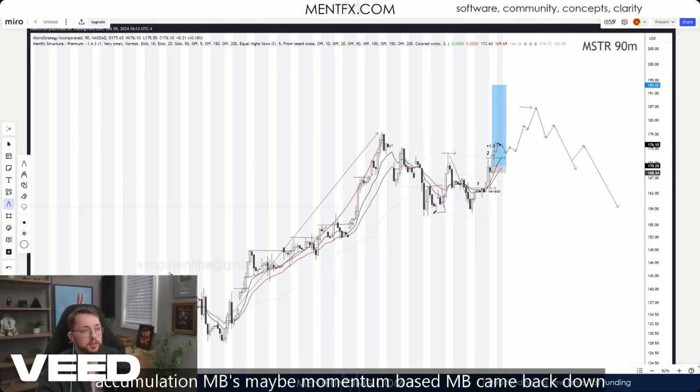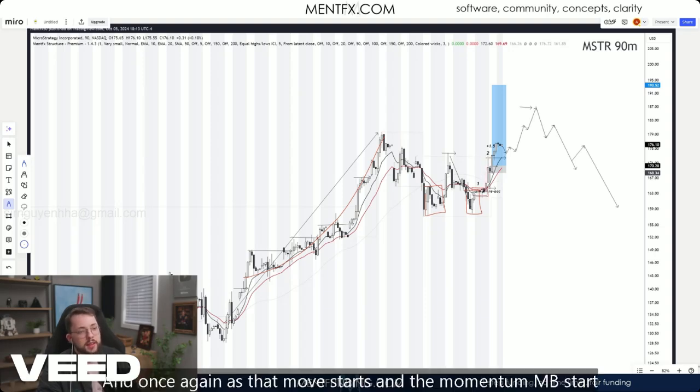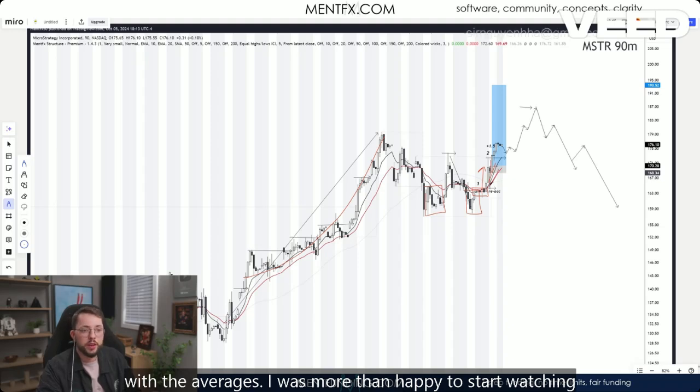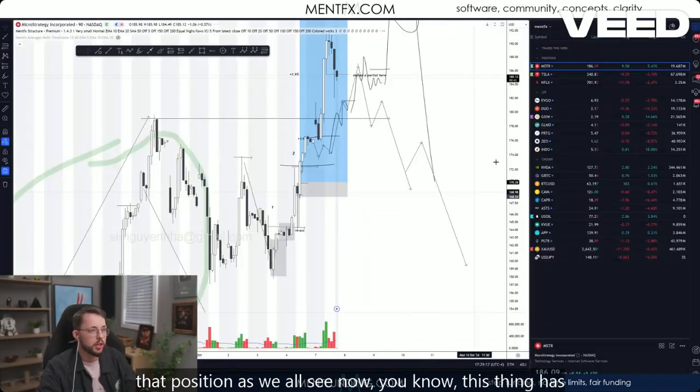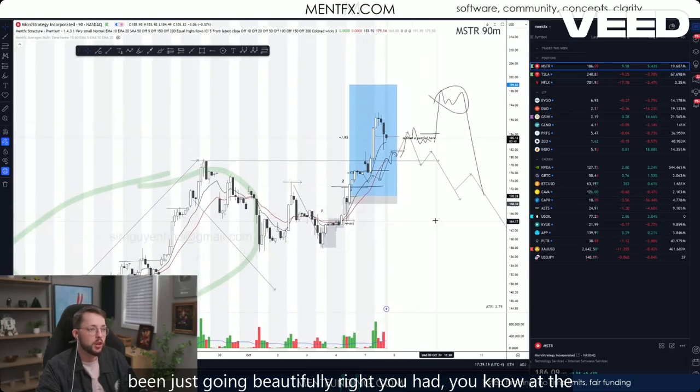Past that, it started making these accumulation MBs, maybe momentum-based MB, came back down, accumulation-based MB, started a move. And once again, as that move starts and the momentum MB starts getting put in through the momentum, prices moving higher with the averages, I was more than happy to start watching it. And that is exactly where I got positioned. And since that position, as we all see now, this thing has been just going beautifully, right?